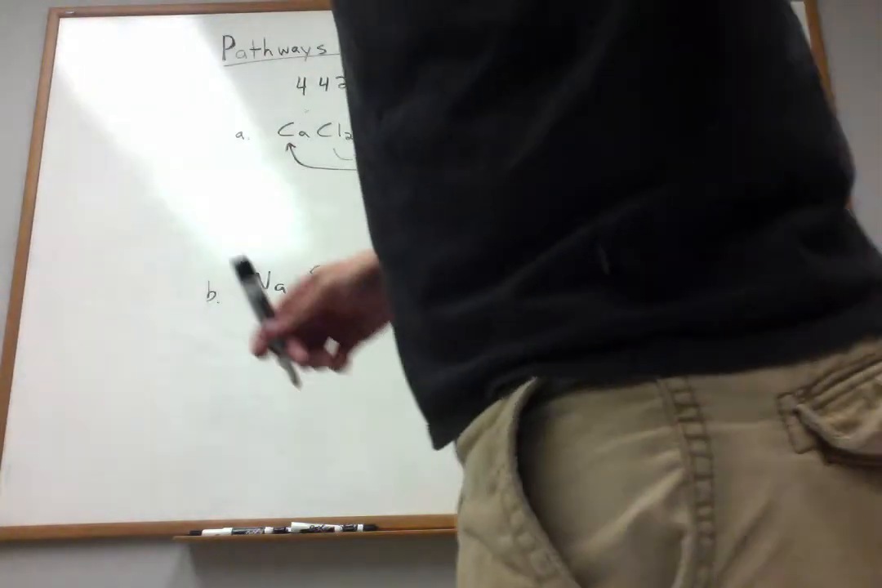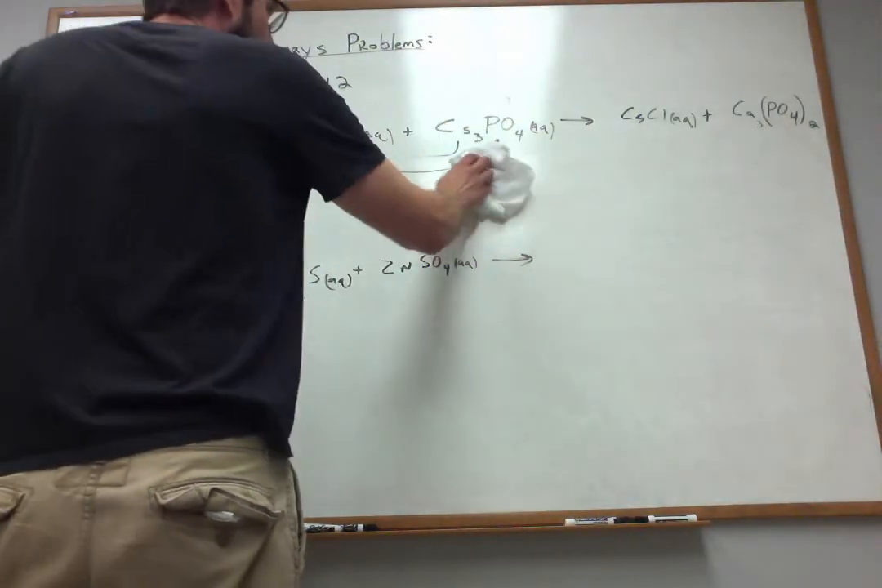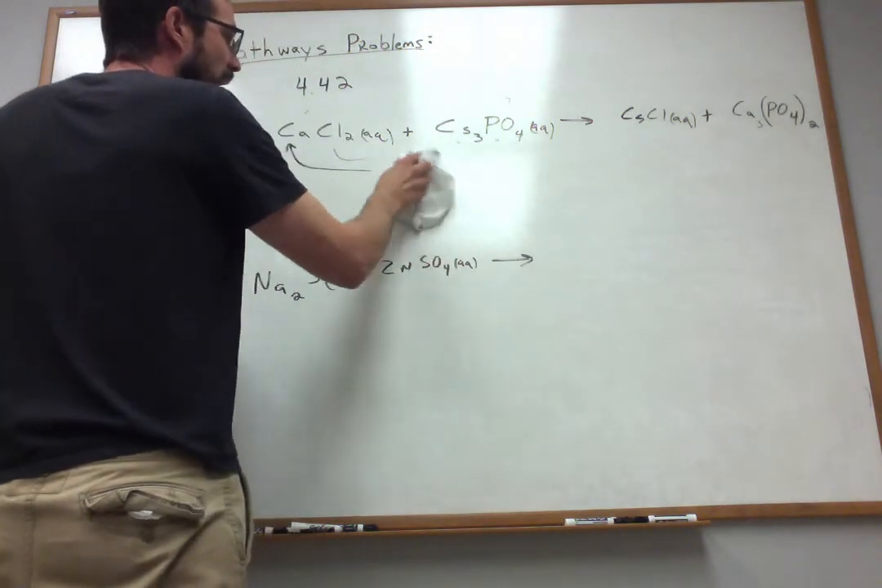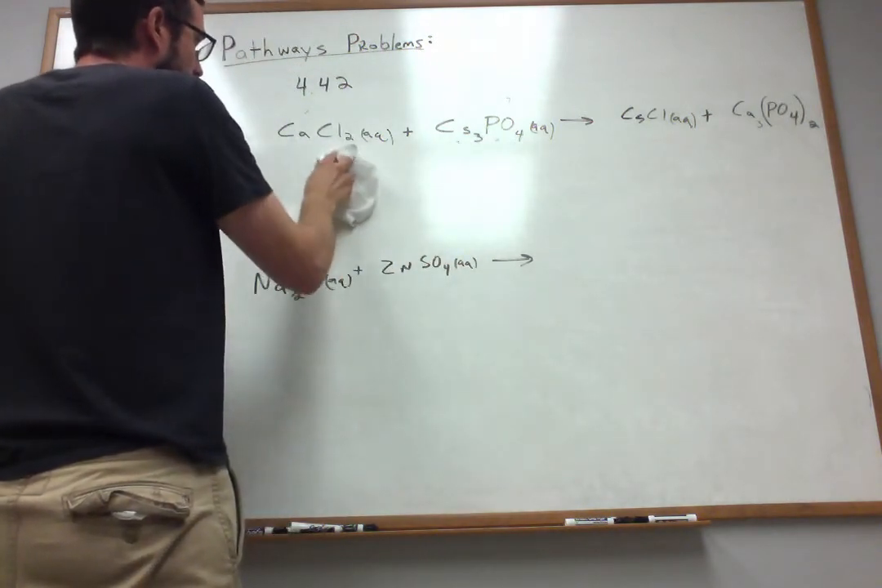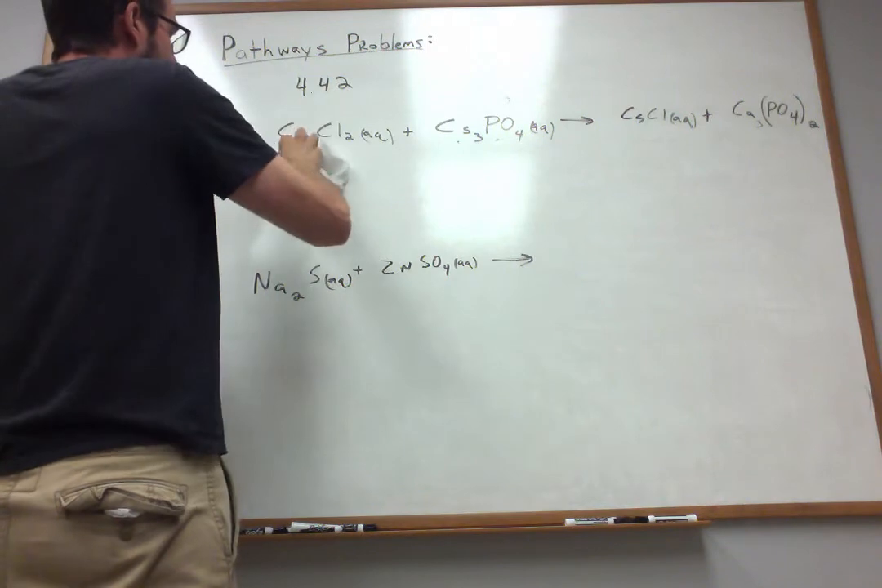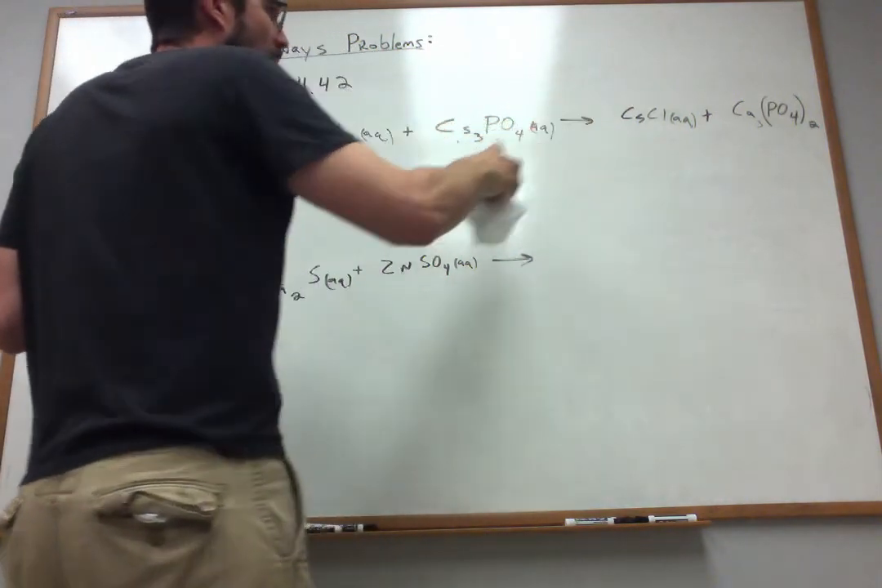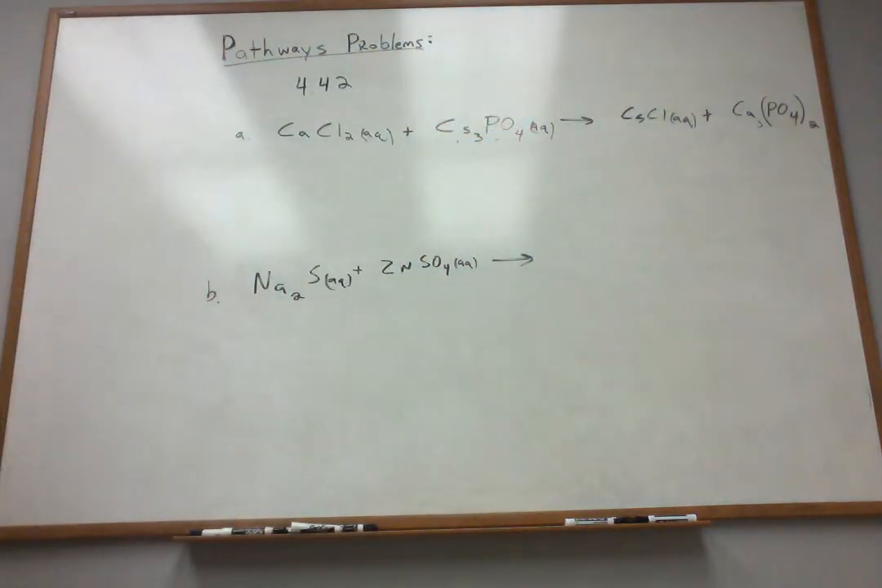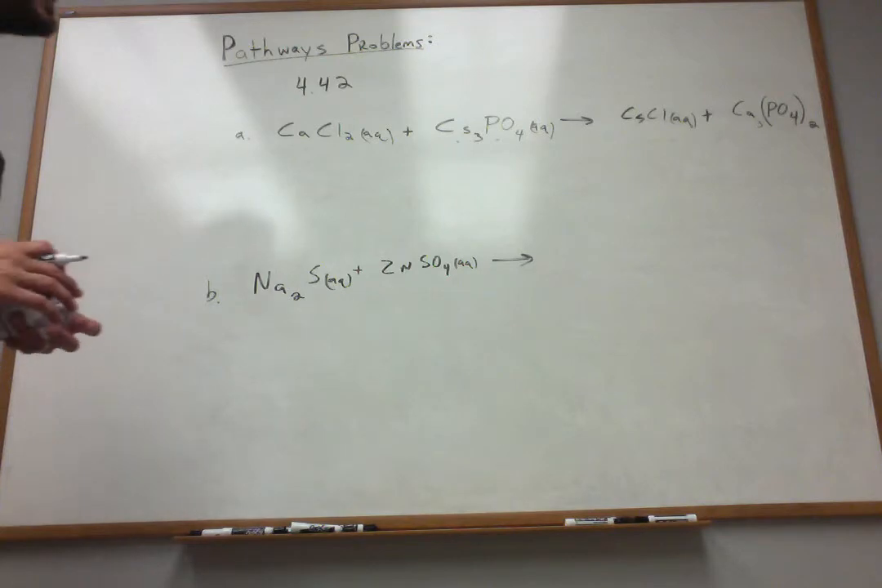Now, the next step, after you predict what can possibly form, is to figure out if something will form. Okay? Remember, to do that, you have to assess whether one of your potential products is considered insoluble. If it is insoluble, a precipitate will form.